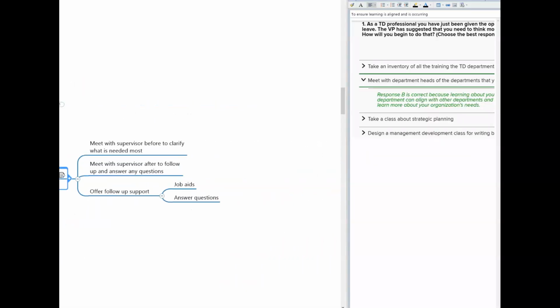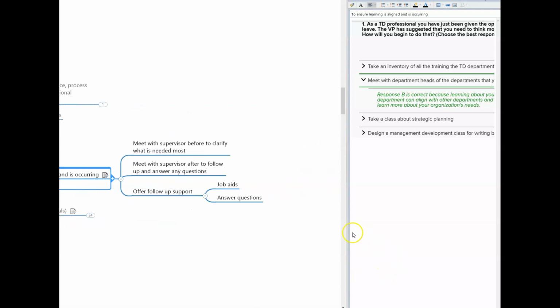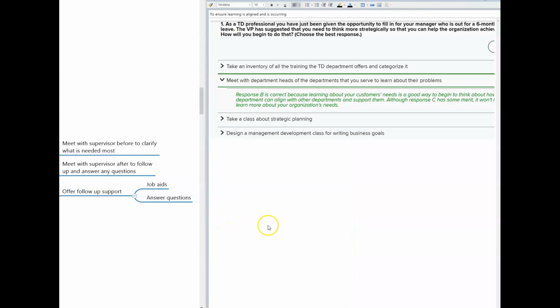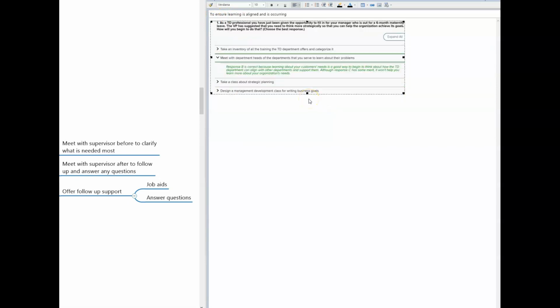Question number 1. As a TD professional, you've been given the opportunity to fill in for your manager who's out on 6 months of maternity leave. The vice president suggested that you need to think more strategically so you can help the organization achieve its goals. How will you begin to do that? Response B is correct. Meet with the department heads of the departments that you serve to learn about their problems. It's a good way to begin to think about how the talent development department can align with other departments and support them.